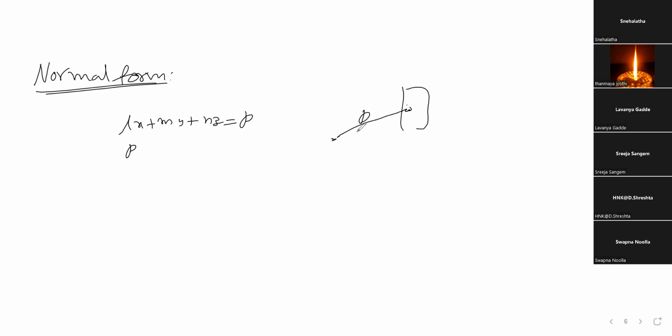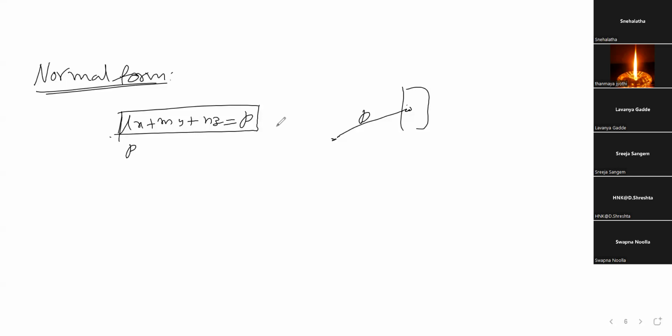So anyhow, L, M, N are the direction cosines of that line. Now another form is also there, but this is enough for you, right? There is one more. Instead of writing L, M, N, your normal form can also be expressed with cos alpha. Why? Because L, M, N are nothing but cos alpha, cos beta, cos gamma. That is the reason, instead of writing a normal form like this, you may also write it as cos alpha into x plus cos beta into y plus cos gamma into z equals P, right?